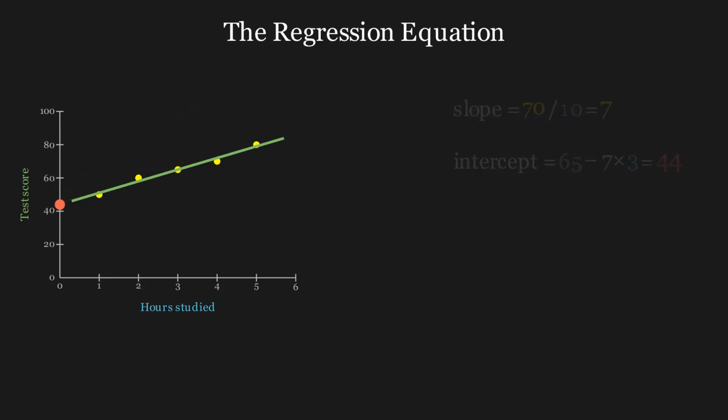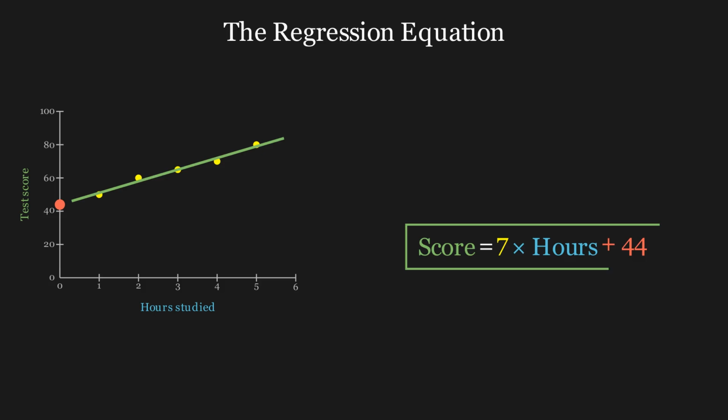Using the same numbers from before, the slope for our line turns out to be 70 divided by 10, which is 7, meaning each extra hour of studying predicts about 7 more points on the test. The intercept comes out to 65 minus 7 times 3, which is 65 minus 21, giving us 44. So our regression equation is predicted score equals 7 times hours studied plus 44.